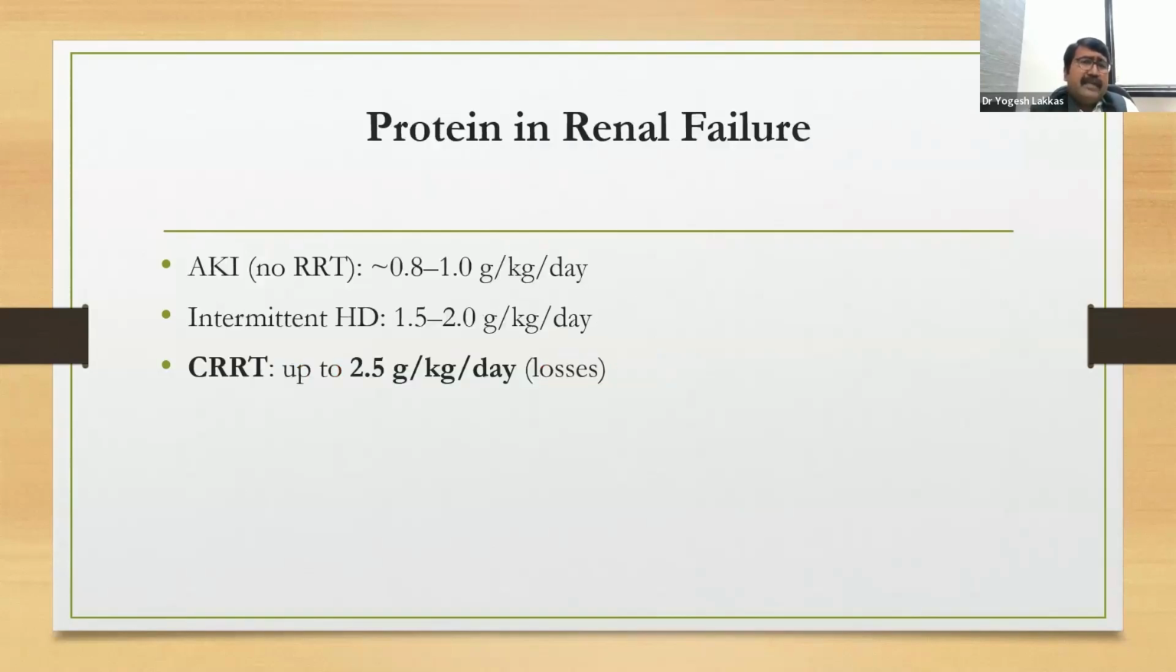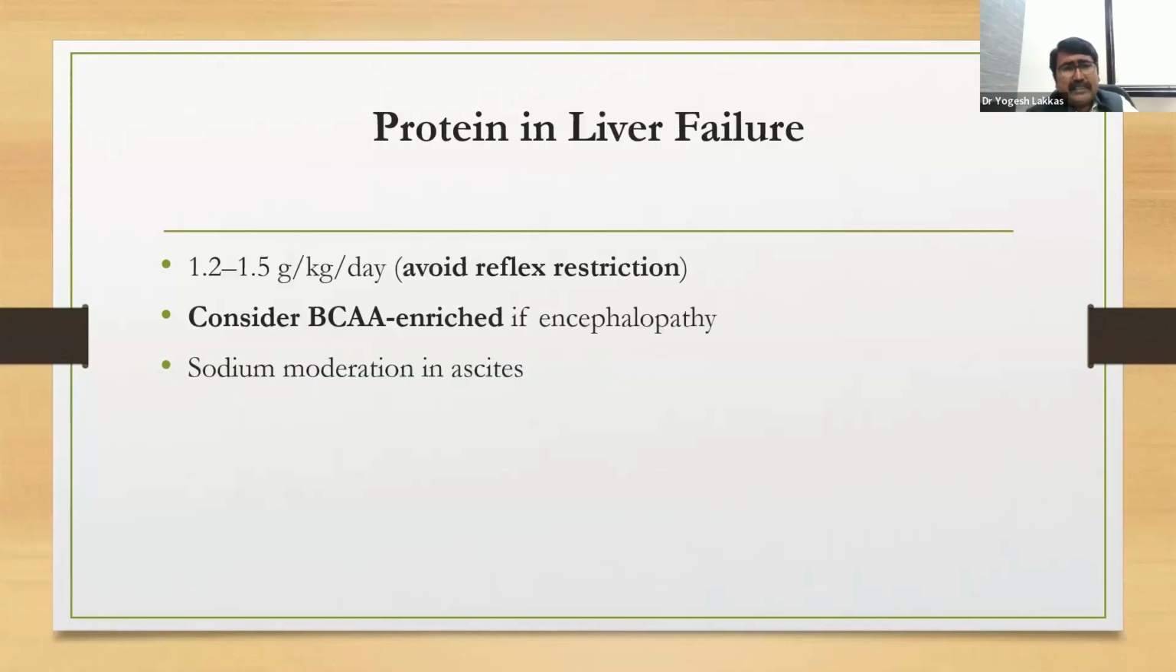Then protein in renal failure. In AKI, if the patient is not on RRT, then 0.8 to 1 gram per kg per day. You will be restricting protein slightly. In an intermittent hemodialysis patient, you can keep the protein in the range of 1.5 to 2 gram per kg per day. When the patient is on CRRT, up to 2.5 gram per kg per day of protein can be formulated for that patient, considering the losses.